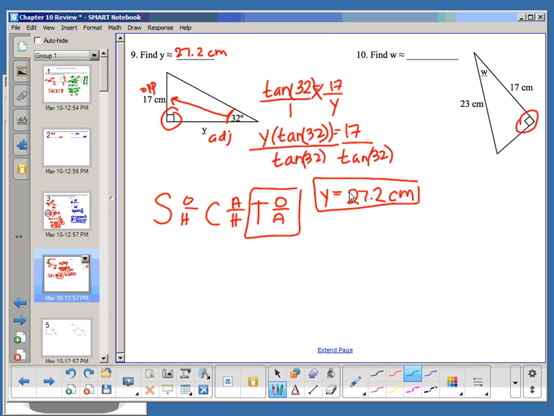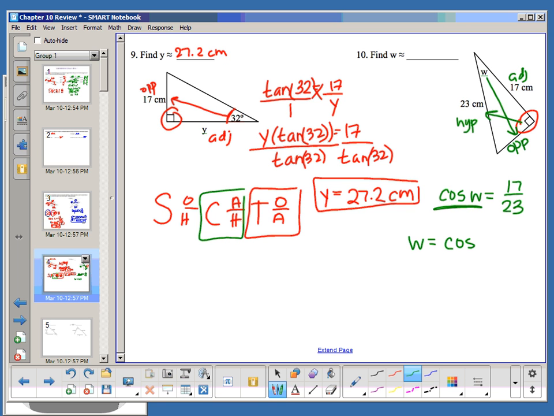We're going to do the same method. Identify your sides. Well, the opposite doesn't help me. This is the hypotenuse because it's across from the 90 degree. So what's left over must be my adjacent. I know the adjacent and the hypotenuse, so I'm using cosine. So I have cosine of w equals 17 over 23. And here's one of those cases where I'm trying to solve for this w. To undo cosine, I need to inverse. So w is going to equal cosine inverse of 17 over 23.